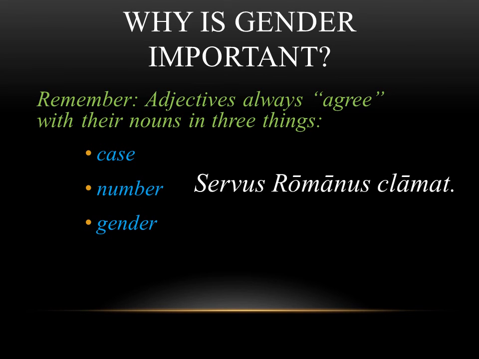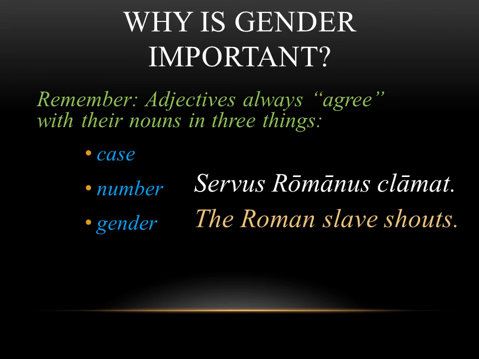So let's take a look at an example sentence. Servus Romanus clamat. The Roman slave shouts. So if we look at the noun servus, we can see that it's nominative, it's singular, and it's masculine. Now if we switch over to the adjective that goes with it, Romanus, you'll see that it agrees exactly. The case is nominative, the number is singular, and the gender is masculine. It's agreeing in all 3. This is how nouns and adjectives work in Latin.